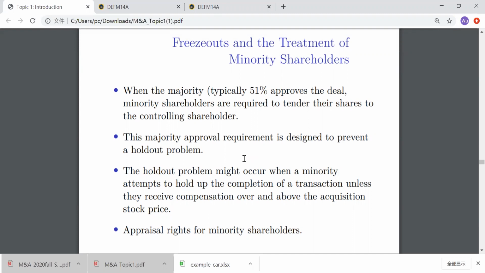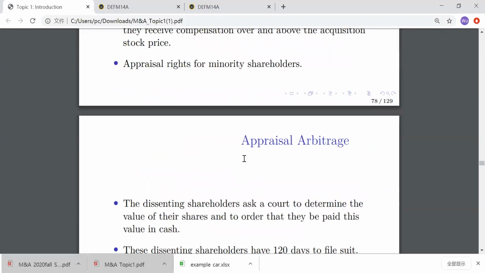It could be that the minority shareholders are not satisfied with the price that the acquirer paid. So that's why they don't agree to the merger. In that case, they hold up the completion of the transaction, unless they receive compensation over and above the acquisition stock price. So this is the majority vote requirement. But on the other hand, these minority shareholders also have the appraisal rights, like I just mentioned.